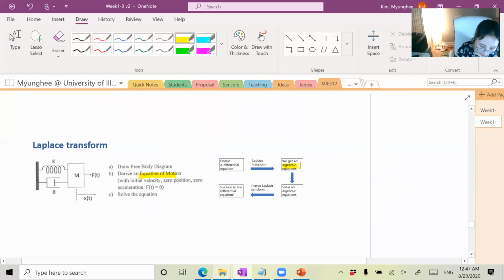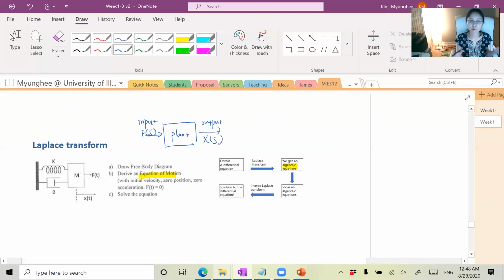Also, by taking the Laplace transform, you can get the plant dynamics with input, in this case F(t), F(s), and output, in this case it will be X(s). So you can have a single block by taking a Laplace transform.